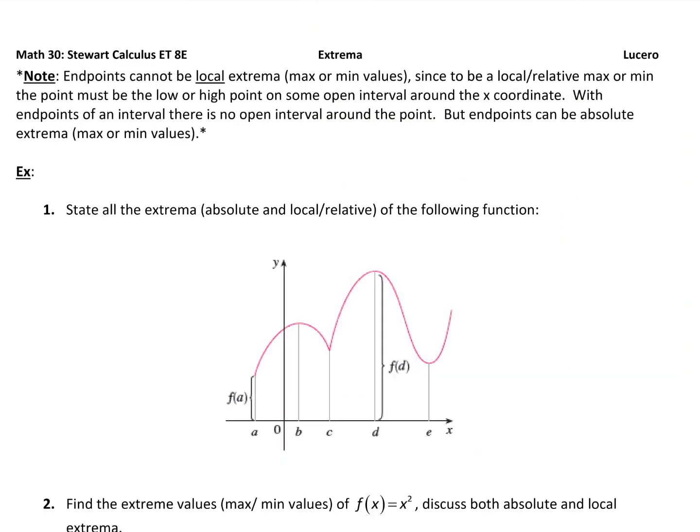Okay, one quick note as we start heading into graphs and looking at restricted domains. Endpoints cannot be local maxes or mins. So let's just make a little point here, highlight this. Endpoints cannot be local maxes or mins, because to be a local max or a min, you have to be a low or a high point on some open interval around, right? Near a point, meaning you have to be able to look on both sides of the point. So on both sides of the x-coordinate. And so with endpoints on an interval, you can't create an open interval.